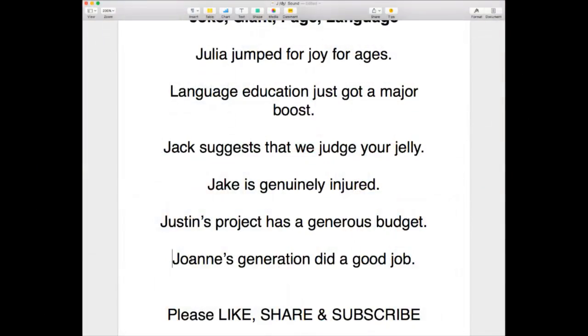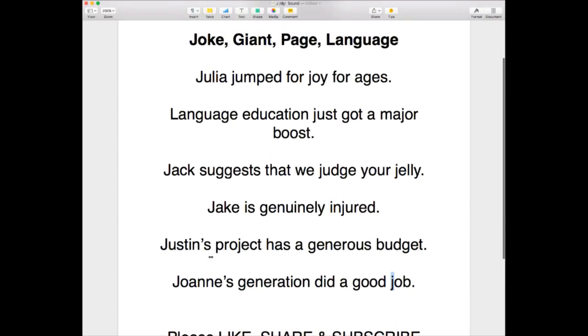Last sentence is, Joanne's generation did a good job. Joanne, this is a female name. Joanne's generation did a good job. Joanne's generation did a good job. Well done, Joanne's generation. Fabulous, nice and easy.